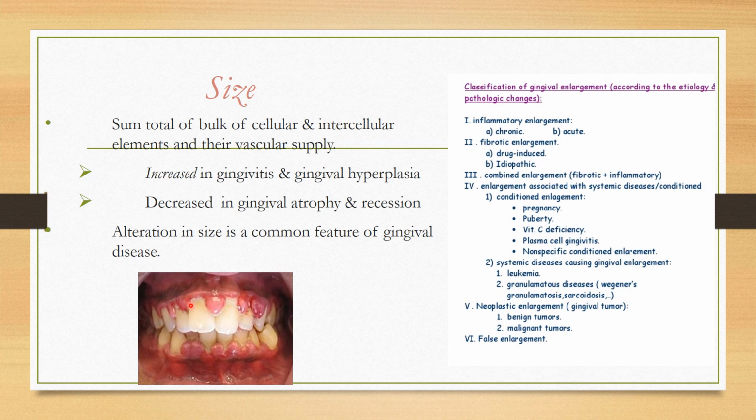Also it can be of different types, as we said, inflammatory and fibrotic. More types of fibrotic will be drug induced, idiopathic and combined, and those associated with systemic conditions, mostly we come across pregnancy, puberty, vitamin C deficiency, and systemic diseases like leukemia, granulomatous disease, and also neoplastic enlargement, benign tumors and malignant tumors, and then false enlargement.